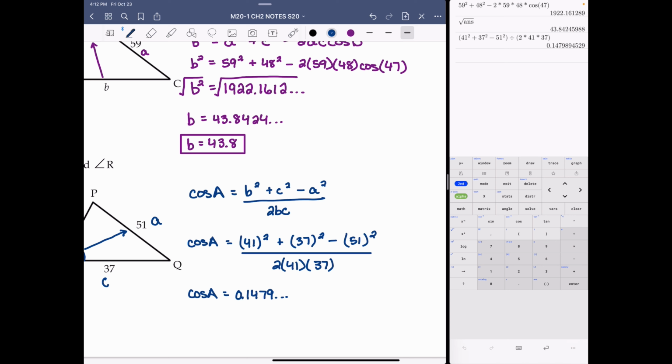We get cos A is 0.1479... That's cos A, that's not A. We want angle A, so we need to do the cos inverse of 0.1479... In our calculators, second cos, second answer, enter. We get angle A equals 81.4895... So angle A, which is really called angle R in this case, angle R equals, rounding to the nearest whole number for angles, 81 degrees.